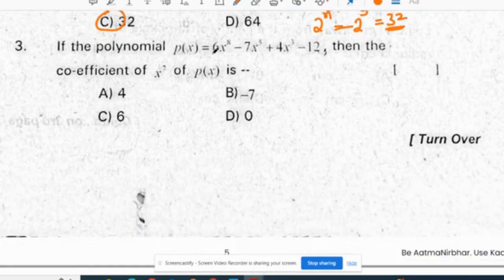Third, if the polynomial p of x is equal to 6x power 8 minus 7x to the power of 5 plus 4x cube minus 12, then the quotient of x power 7. Here there is no x power 7 variable, therefore the quotient will be 0.